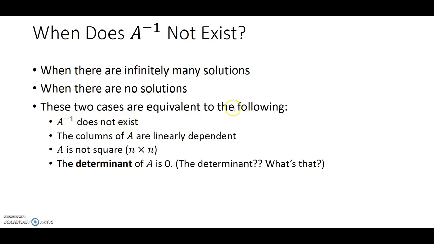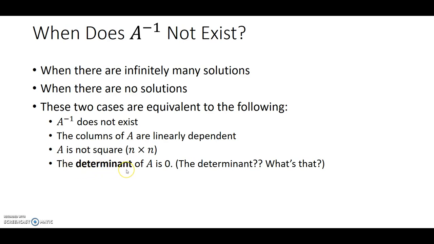And these two cases are equivalent to the following. If A inverse does not exist, that's identical to saying that the columns of A are linearly dependent. Think about what happens when we have linearly dependent columns. We get certain rows that cancel out completely, and therefore we couldn't possibly reduce it down to the identity. And we noticed this was the case. You could not get the identity matrix whenever you had linearly dependent columns. Similarly, it doesn't exist when A is not square. That's not really equivalent to these cases, because sometimes you could have linearly dependent columns in a matrix and the matrix still is square, but this is another case where A inverse doesn't exist.